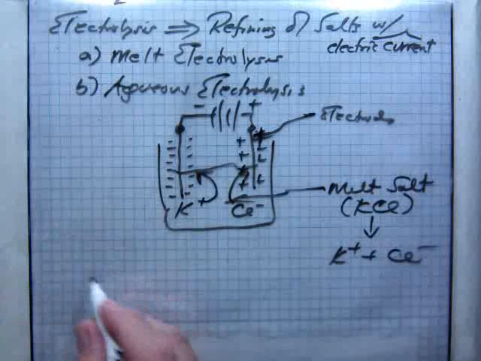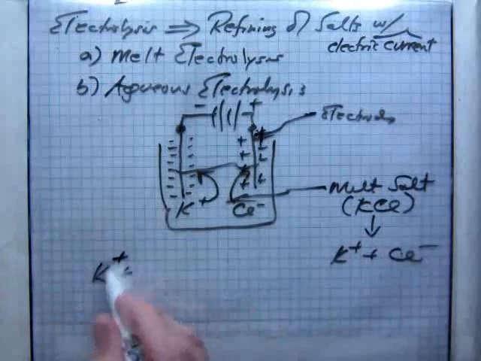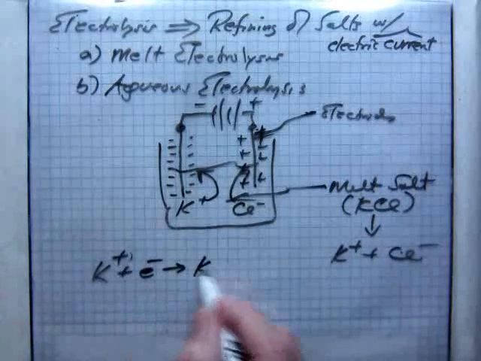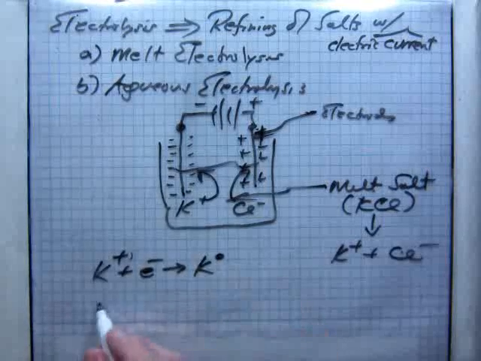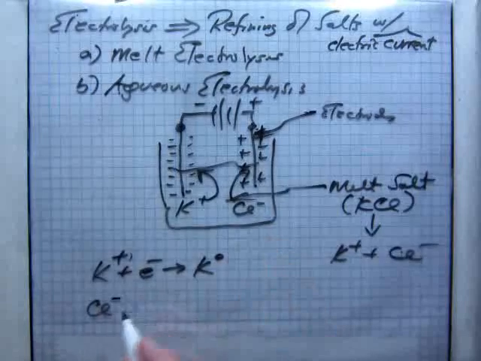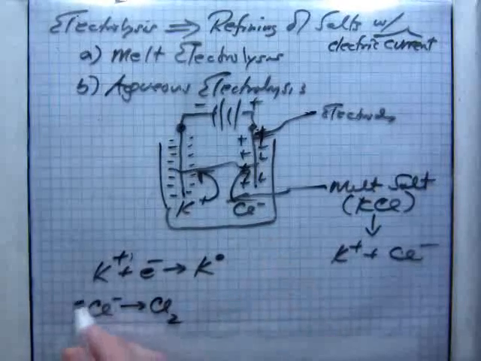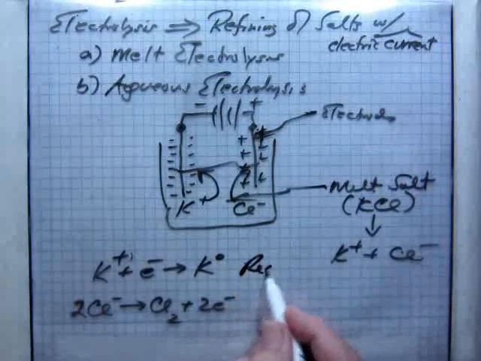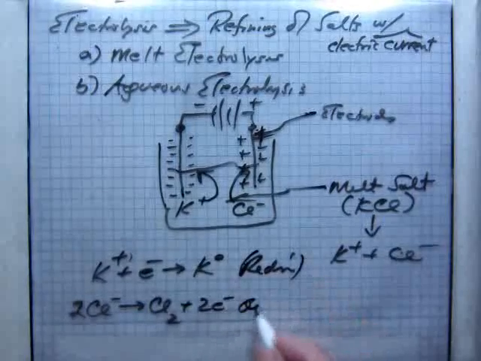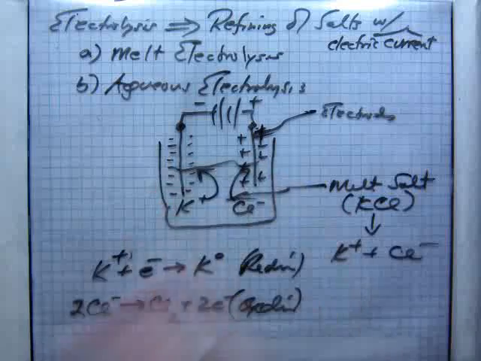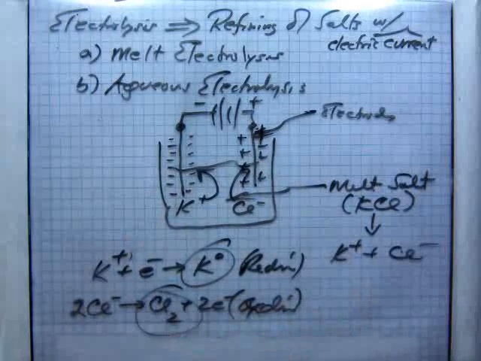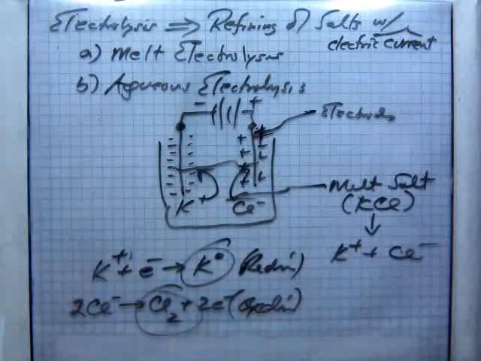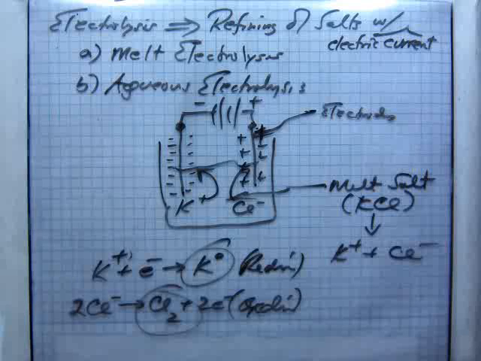Now, when potassium goes, it's lacking an electron, so it'll gain an electron and go to potassium neutral. Chloride has an extra electron, so it goes to Cl2, actually two of these are needed, releasing two electrons. So this is reduction, and this is oxidation taking place within the electrolytic cell. These are pure forms, or basic standard state forms, generated by running the electric current through that salt solution. We'll get to that in great detail as we get into electrochemistry down the road.